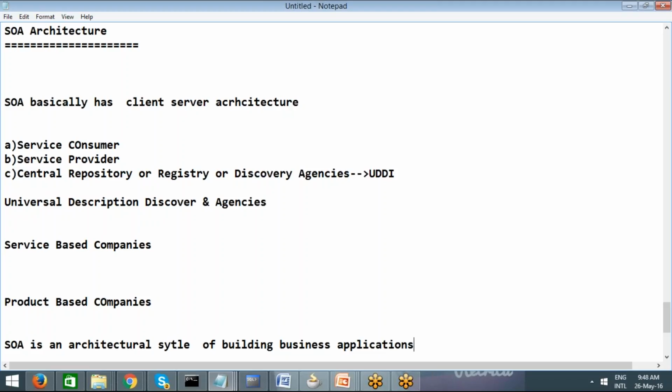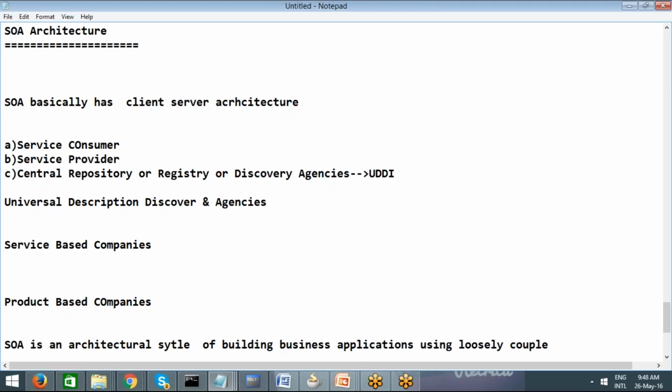So I might need to integrate multiple applications and fetch the data from multiple standard applications which my enterprise uses, and I need to come up with some custom application. When I need to integrate the data from these different applications, I would definitely need an SOA layer. So SOA is an architecture style of building business applications using loosely coupled services.